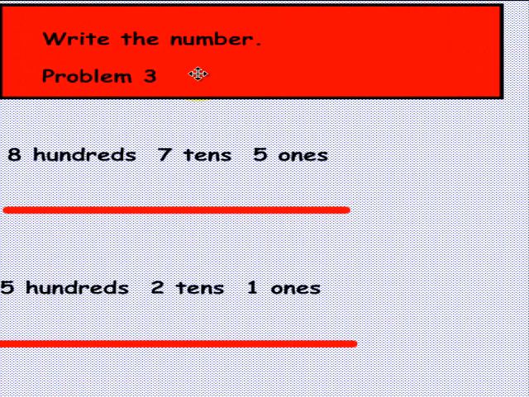Okay, in problem 3, what we are going to do is write the number. Here you notice it's written out. 8 hundreds, 7 tens, and 5 ones. Please write the number here in its short form. Here is 5 hundreds, 2 tens, and 1 ones. Please write that number here. If you would please pick up a pen to solve this problem.